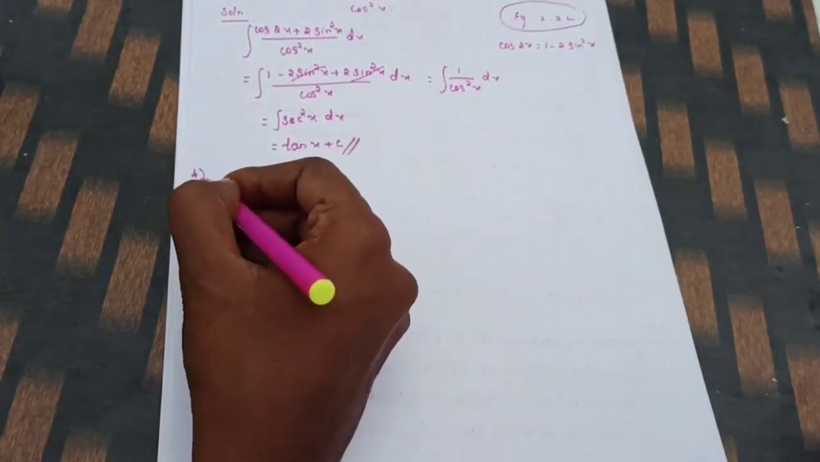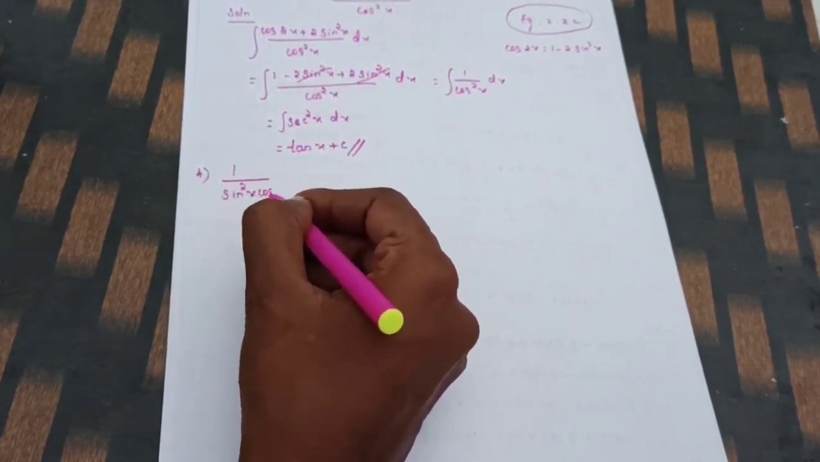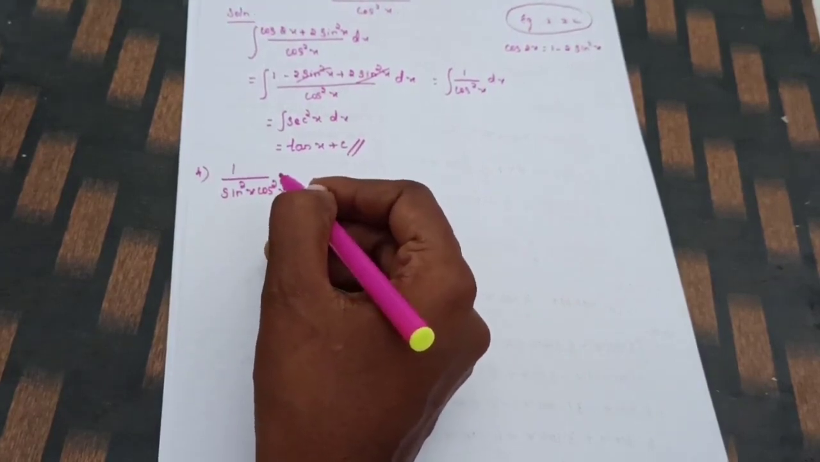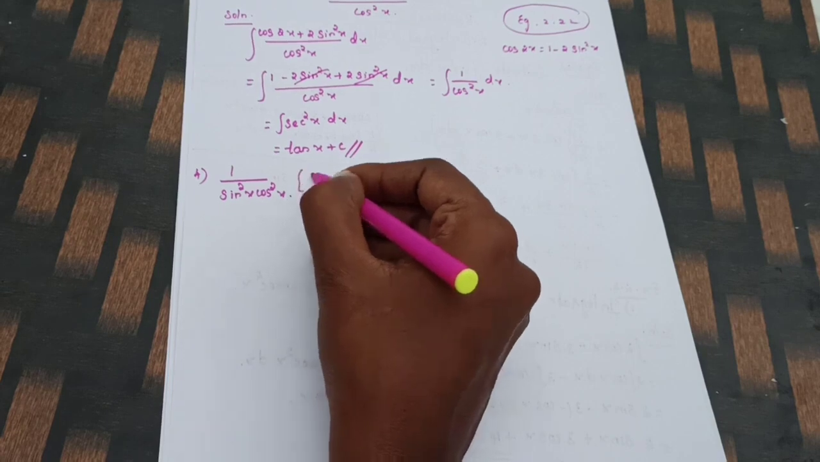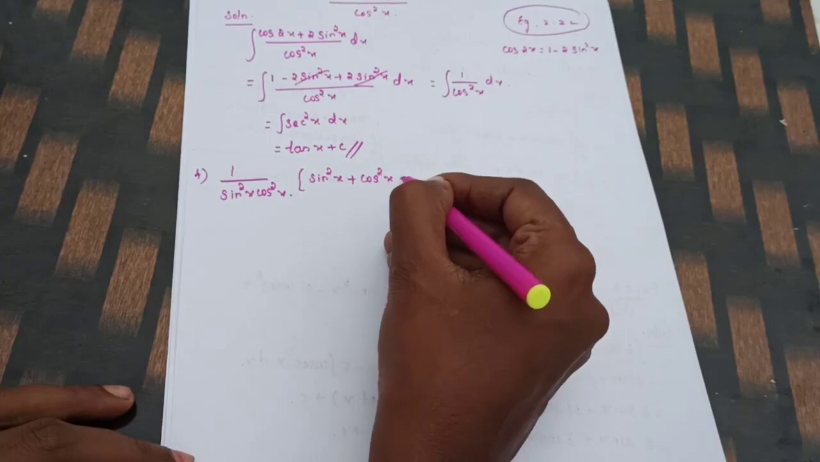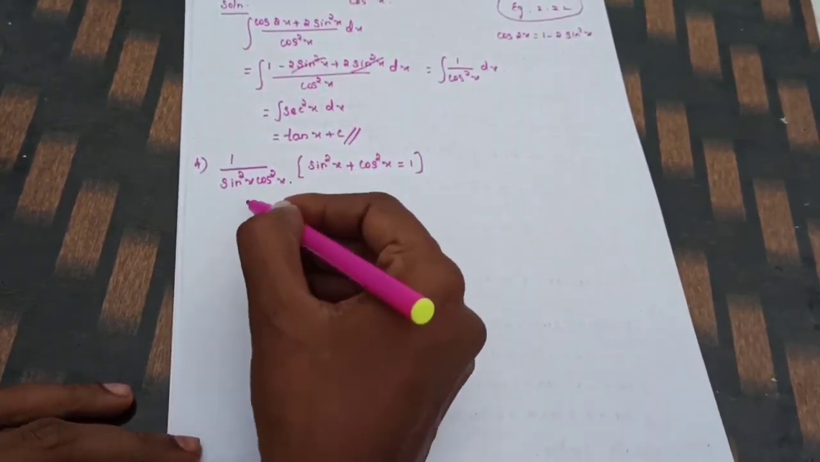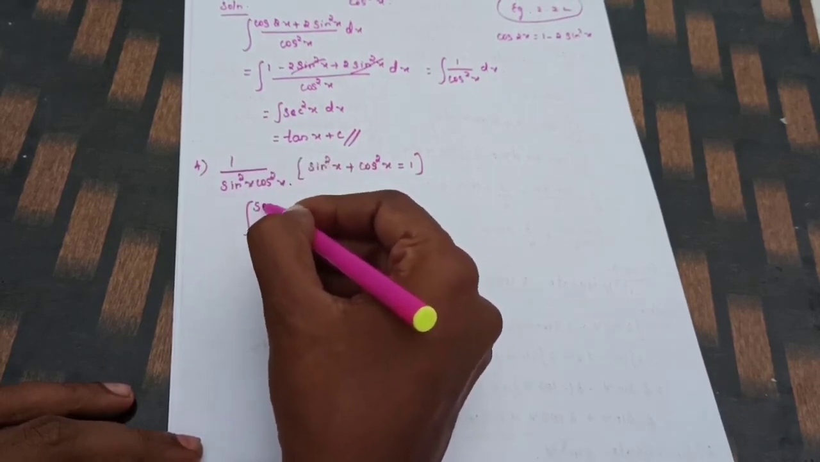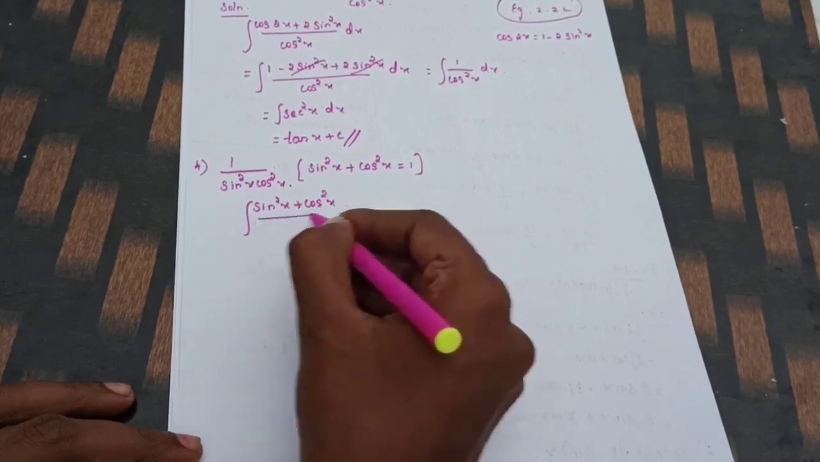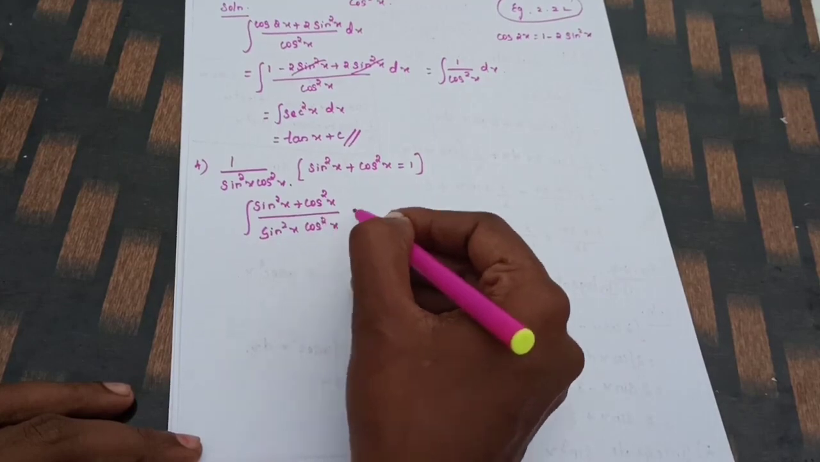Problem number 4. 1 by sin²x cos²x. Okay, have any idea how we will do this problem? Here one hint is given in this question, that is sin²x plus cos²x value is equal to 1. So we can use the hint here. How will you use it? In the place of 1 you will substitute here: sin²x plus cos²x divided by sin²x cos²x dx.